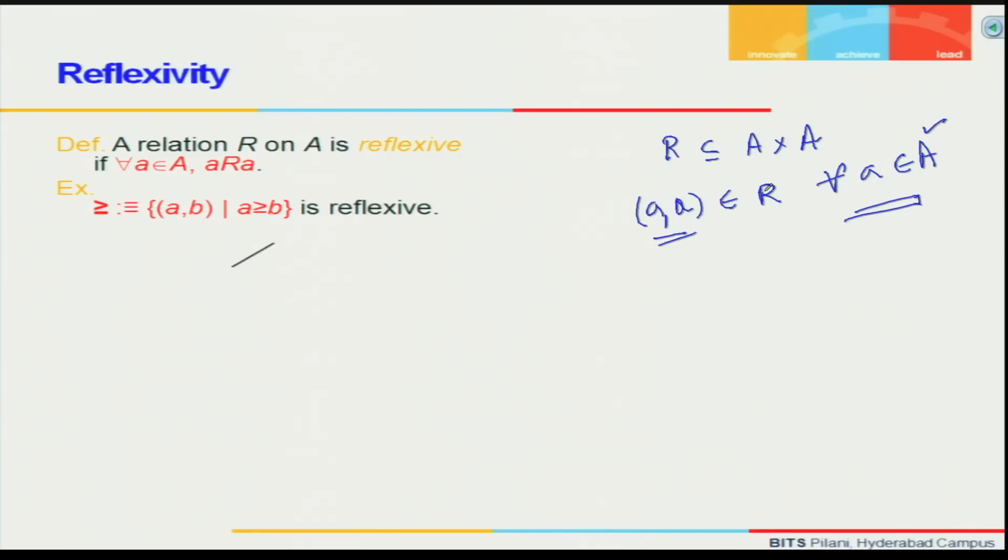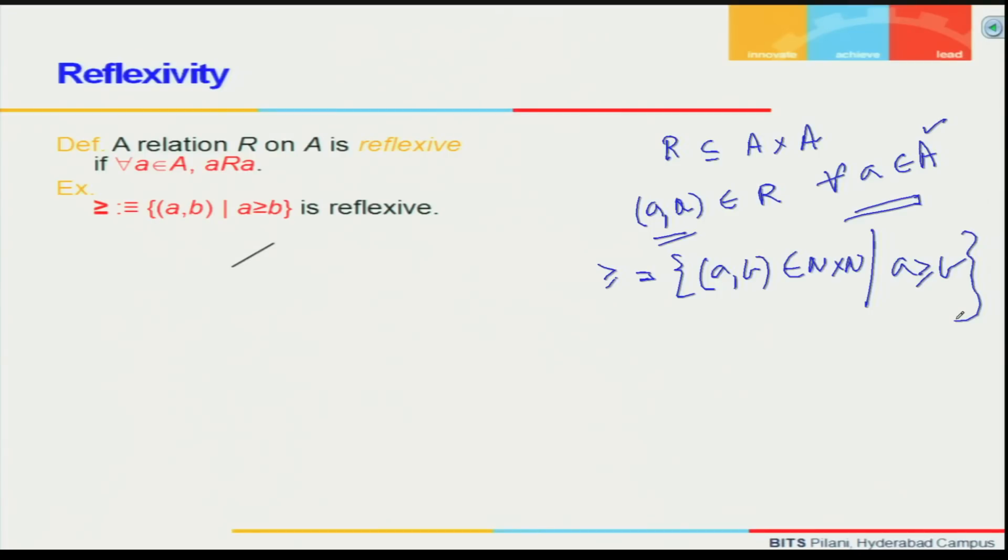Now let us consider this greater than or equal to relation. How am I going to define this particular relation? It is the set of all (a, b) belonging to N cross N such that a is greater than or equal to b. This is how I am going to define this relation. Then the question is, is it reflexive or not?